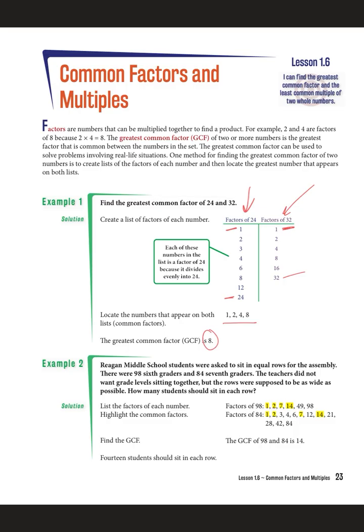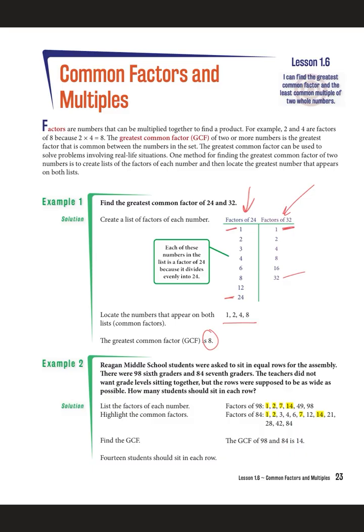In example number 2, it says Reagan Middle School students were asked to sit in equal rows for the assembly. There are 98 6th graders and 84 7th graders. The teachers did not want grade levels sitting together, but the rows were supposed to be as wide as possible. How many students should sit in each row?